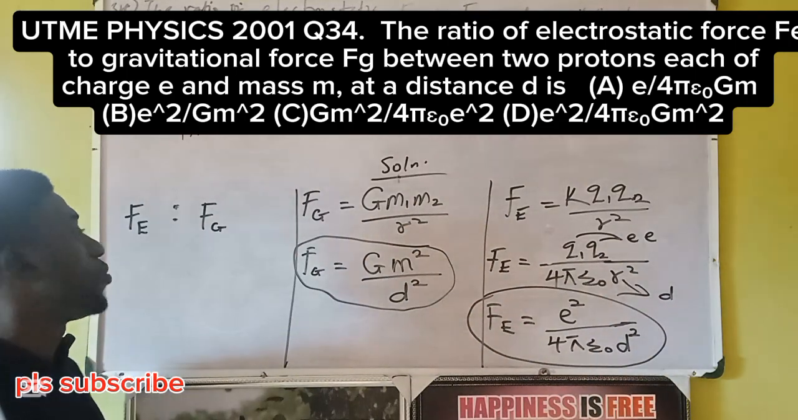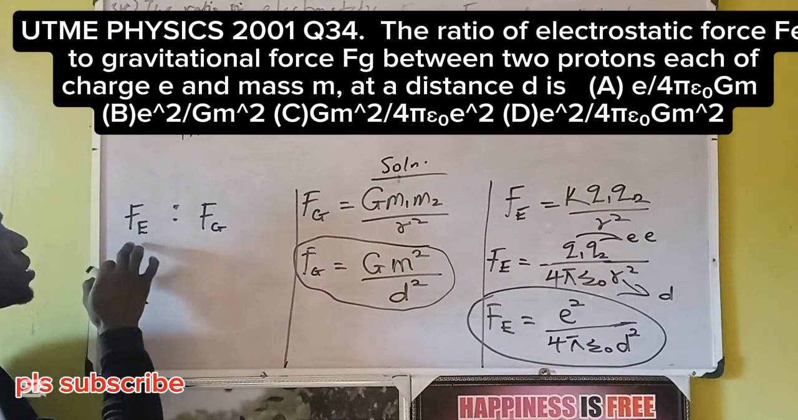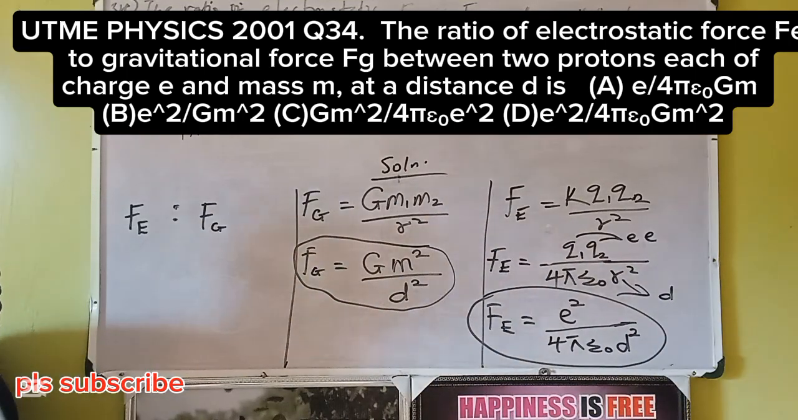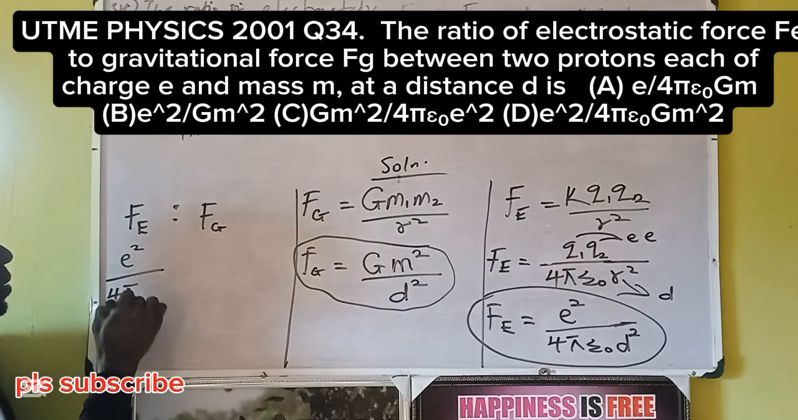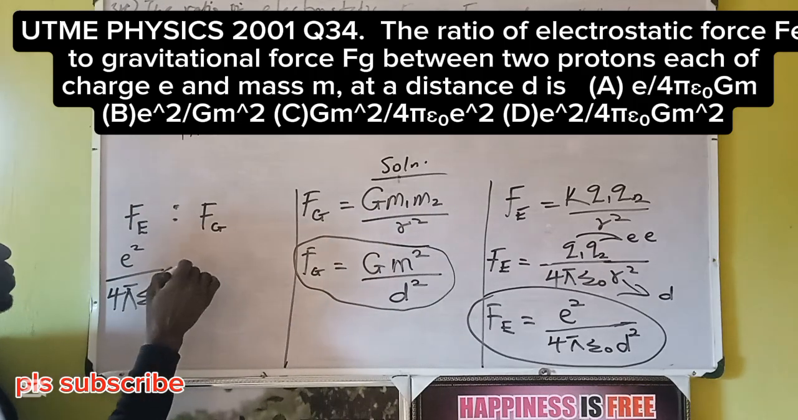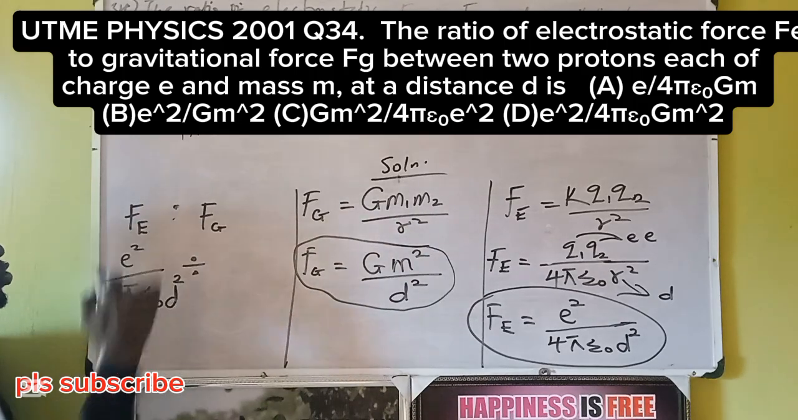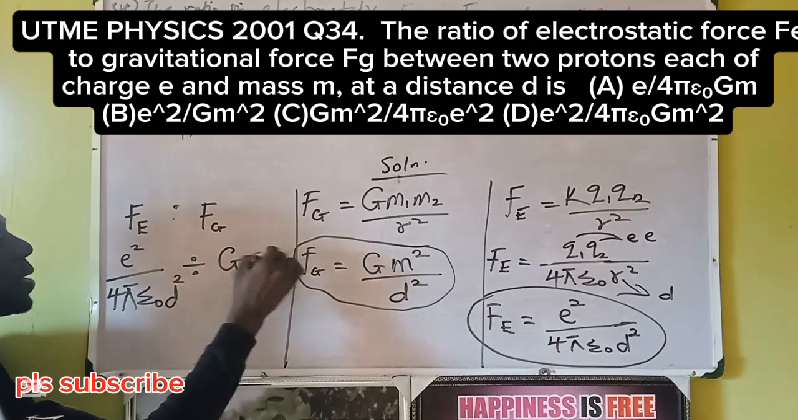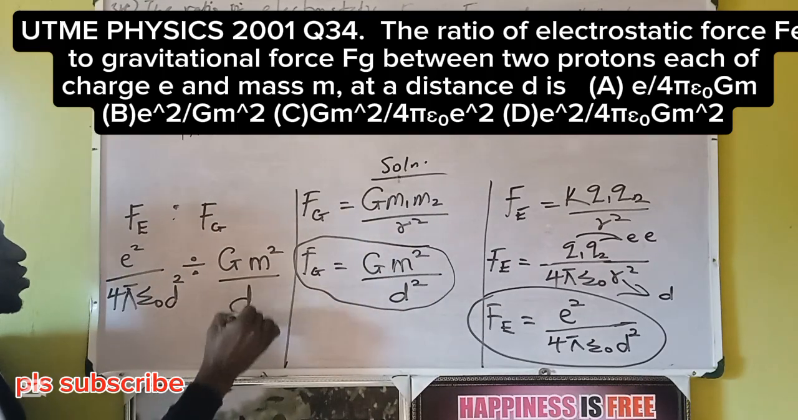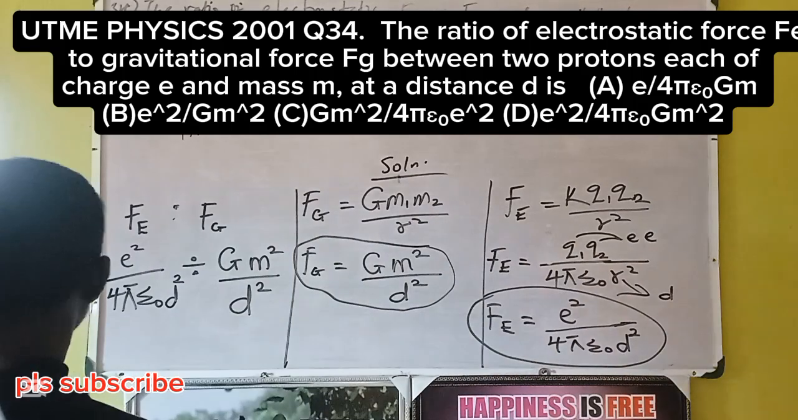Then recall the question is saying ratio. Okay, let's start with the electrostatic force. We have e squared over 4 pi epsilon naught, permittivity of free space, d squared, divided by, that's what ratio stands for. Then coming to gravitational, capital G, m squared over d squared. This is our question.